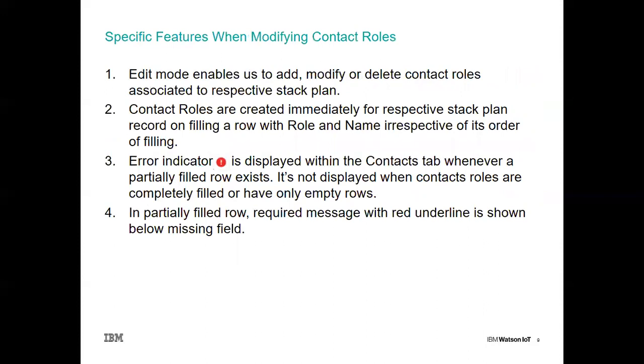Edit mode also allows us to add new contact roles and delete or modify the existing ones. Here, a contact role gets created immediately when a row is filled completely with both role and name fields. An error indication is displayed within the Contacts tab whenever a partially filled row exists within the Contacts table. Partially filled rows display a required message with a red underline below the missing field.